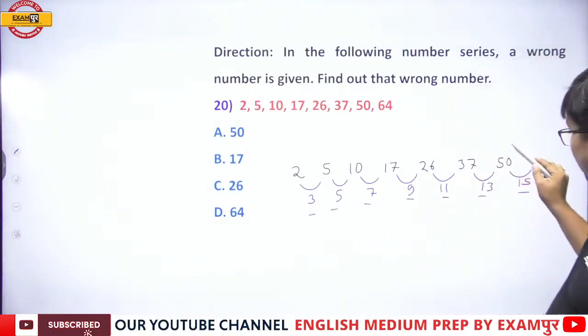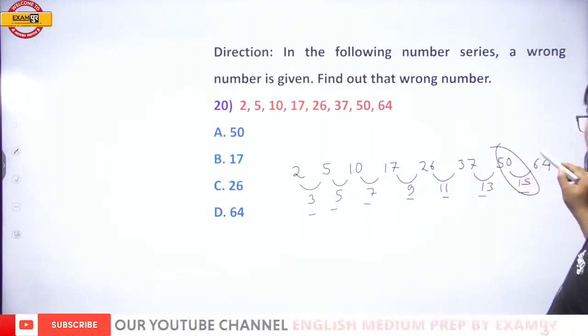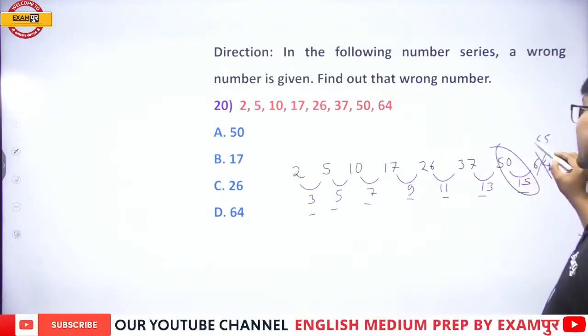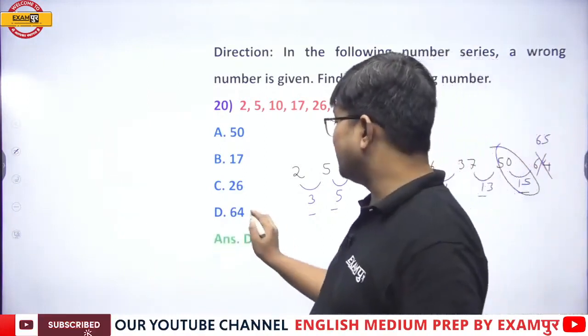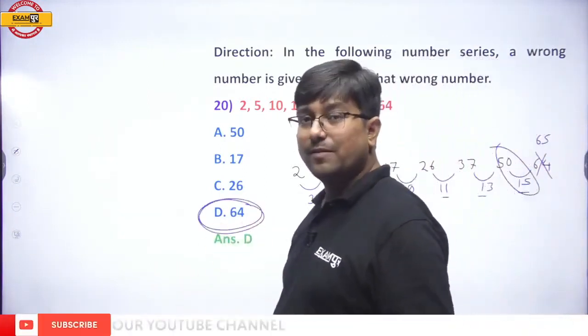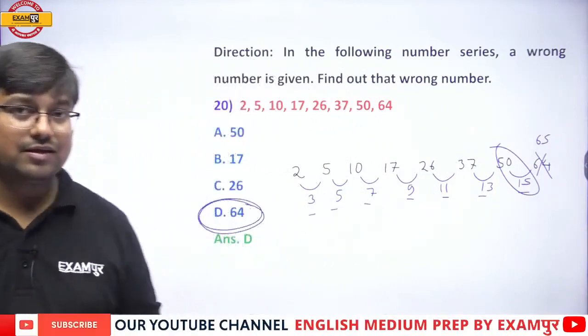But the moment you add 50 plus 15, will you be getting 64? No, you will be getting 65. And therefore the wrong term over here is 64. In place of that, 65 should have been there.